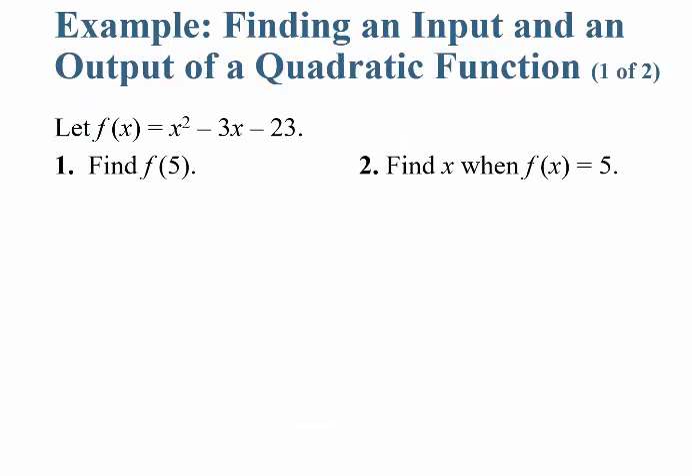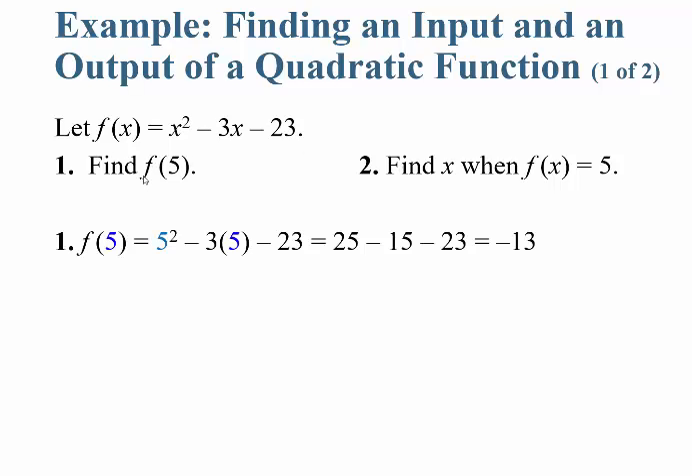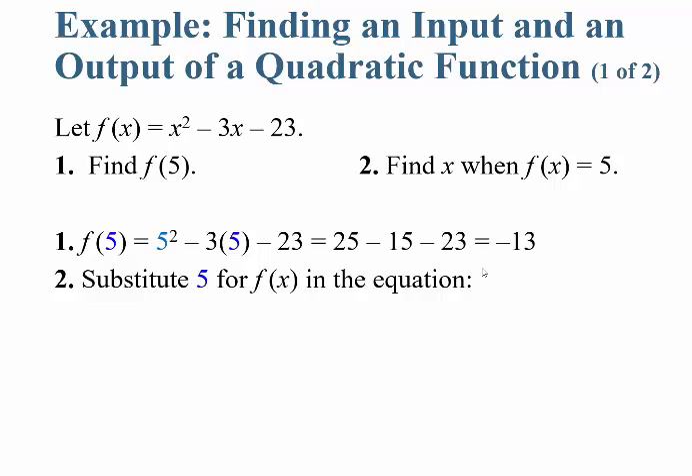All right, let's try this one here. Finding an input and output for a quadratic function. I've got this quadratic function, f of x is equal to x squared minus 3x minus 23. I want to find f of 5, and then I want to find x when f of x is equal to 5. So first one, find f of 5. Just plug 5 into this function. When you plug 5 in, you get 5 squared minus 3 times 5 minus 23. That's just equal to negative 13.